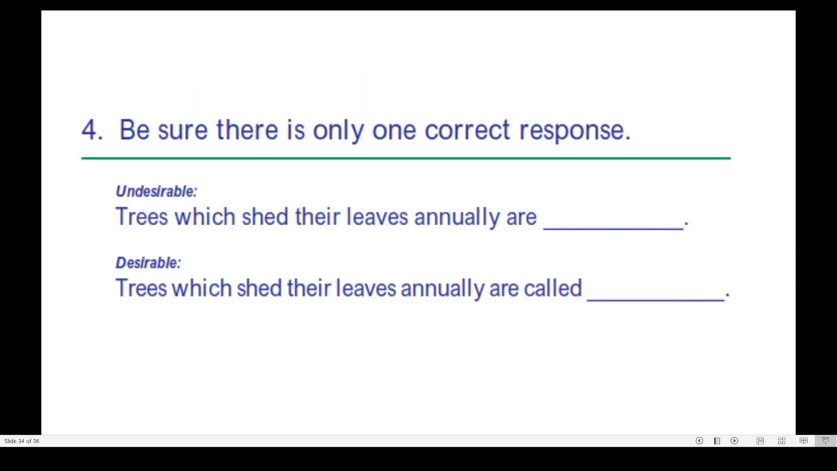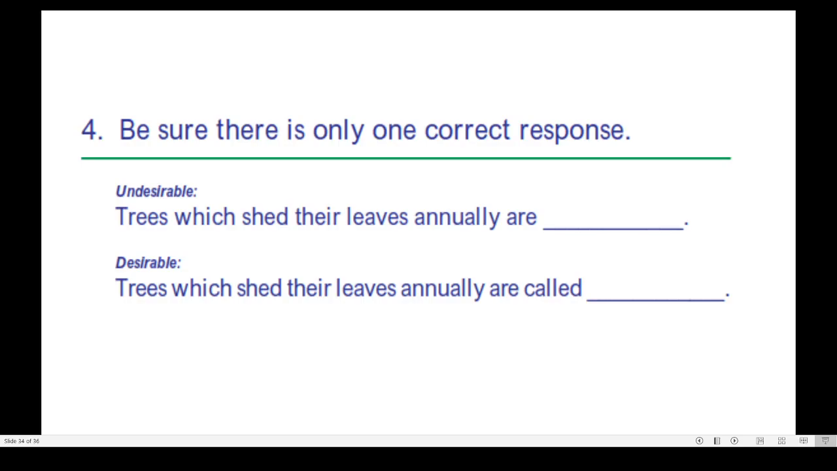Number four, be sure there is only one correct response. Ito yung sinasabi natin na madalas sa mga bata, sinasabi sa teachers na, Ma'am, consider mo na. And so, itong teacher naman na to sasabihin niya, sige na nga, consider na natin. We have to avoid that, okay? As much as possible, there should be only one correct response to an incomplete statement.